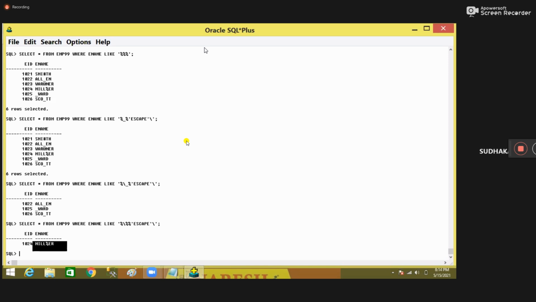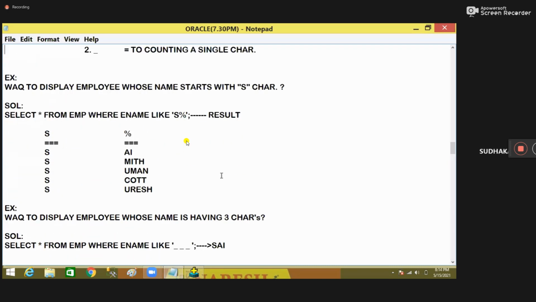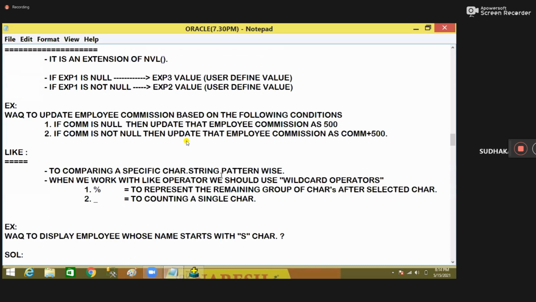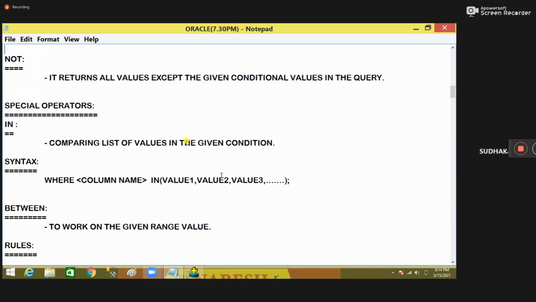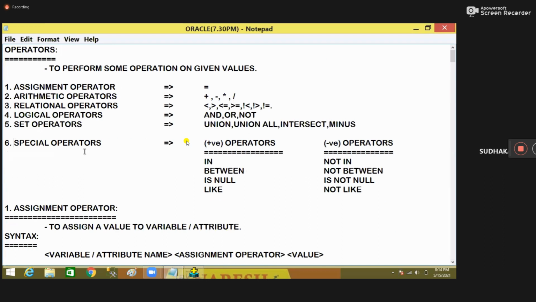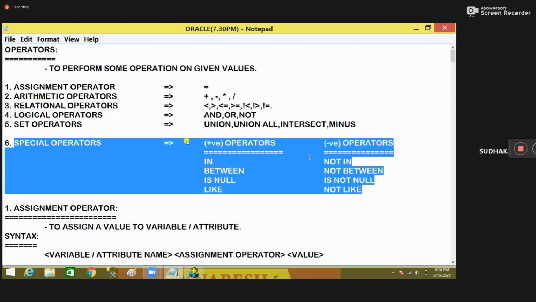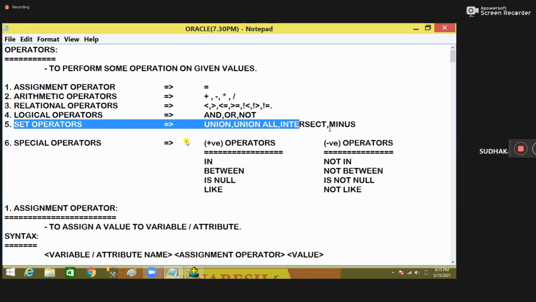So this is how the like operator works, guys. Whatever special operators are there in our operator basics, we have finished all of them: in, not in, between, and like. One more operator is left, guys, that is set operators.